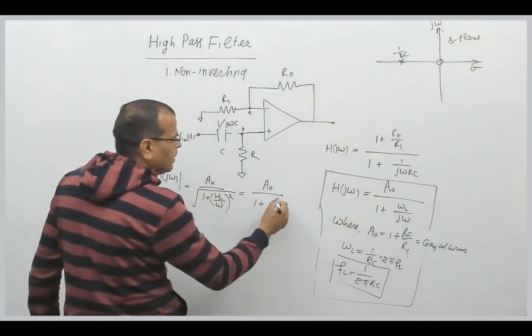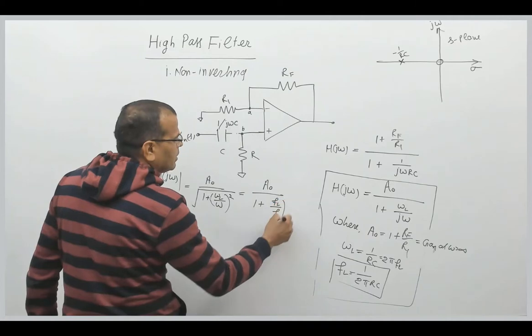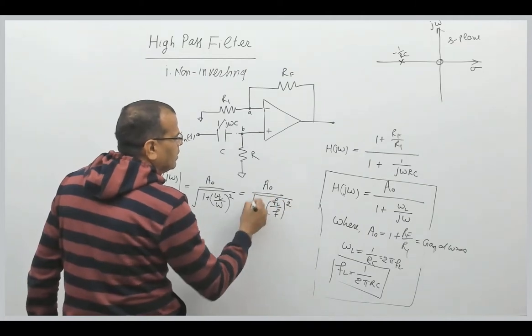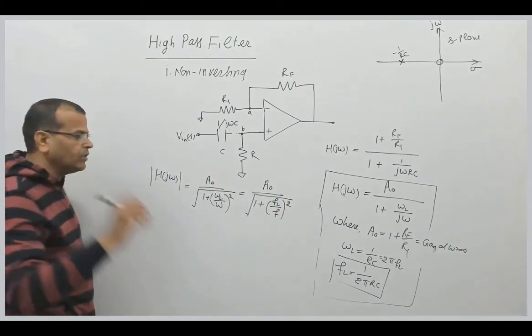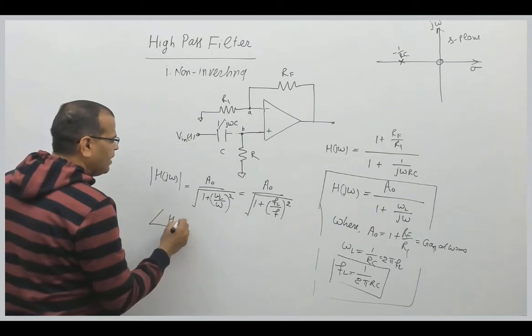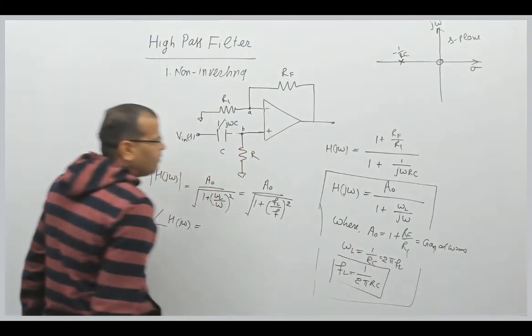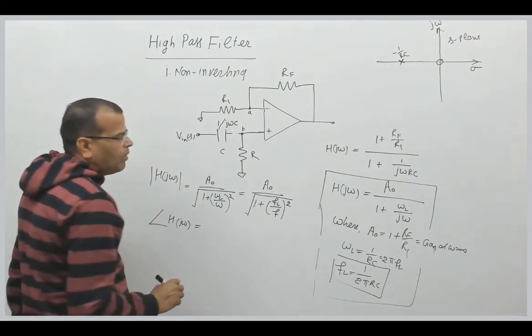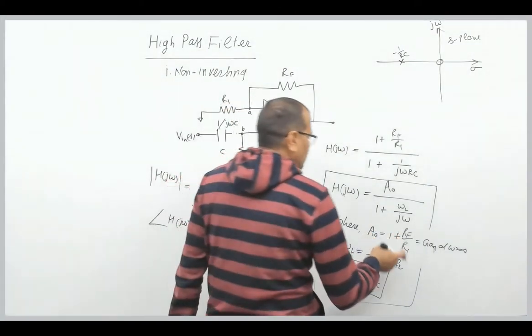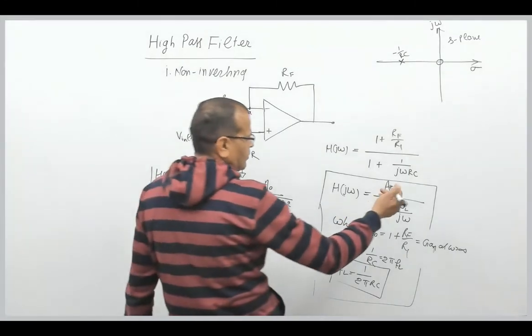So this is nothing but 2 pi and 2 pi get cancelled out, and that is the magnitude of the transfer function. I can find the phase angle of the transfer function. This is what you have. So this will be equal to how much? Please see it carefully. This can be written like this.